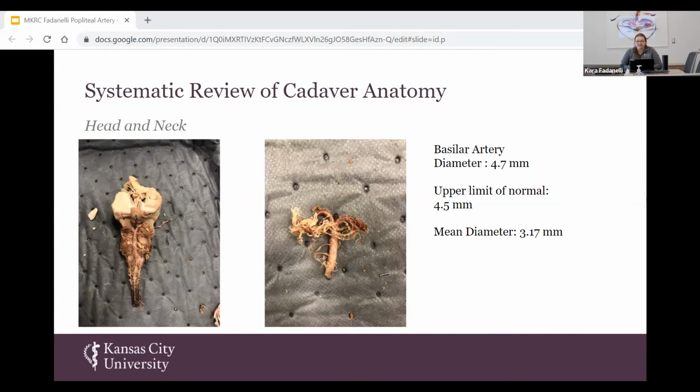Moving to our head and neck region, our donor's basilar artery at the level of the pons measured 4.7 millimeters in diameter. Now the mean diameter is 3.17 millimeters with an upper limit of normal being 4.5. So even though our donor's artery is slightly over that normal limit, there wasn't a clear demarcation of a dilation in the vessel, so it's hard to deduce the presence of an additional aneurysm.